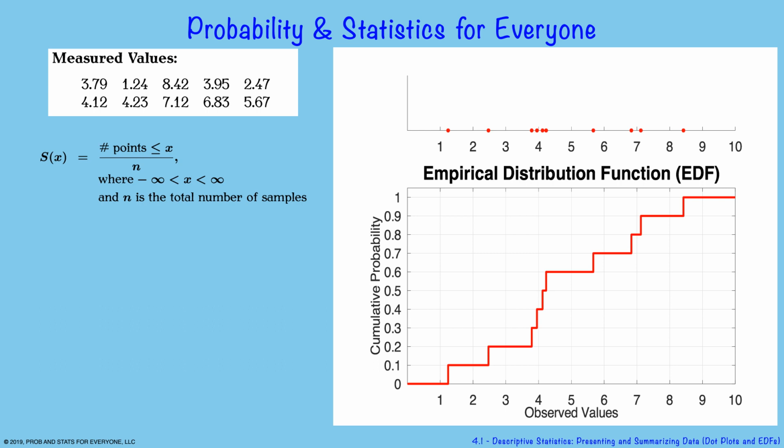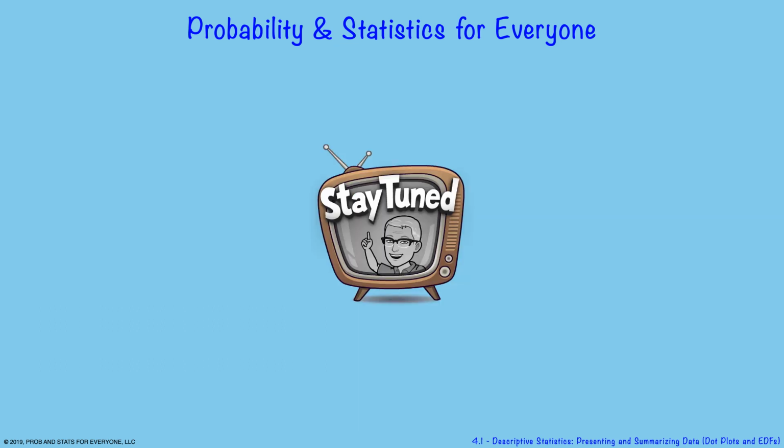In the next video, we'll begin to reduce the data down a bit, using the EDF to pull out the quartiles of the data, which includes the median value. From these and the minimax values, we'll construct a box plot. So stay tuned, because I'm already working on video 4.2.